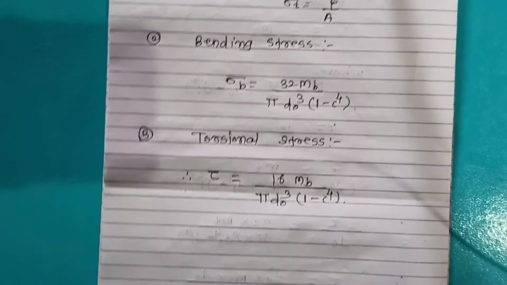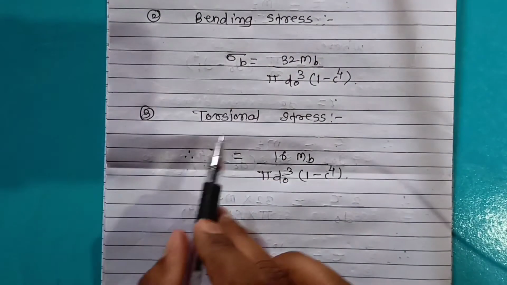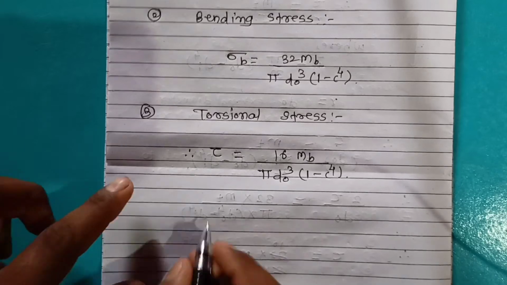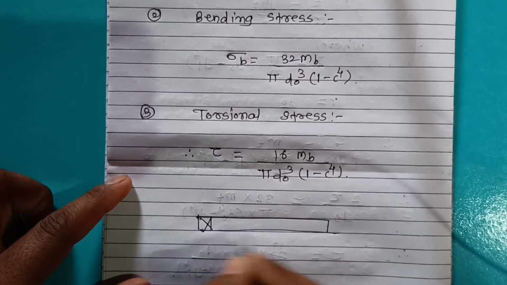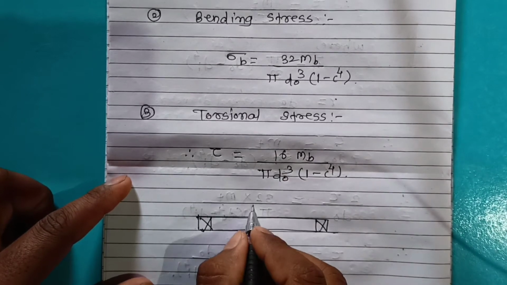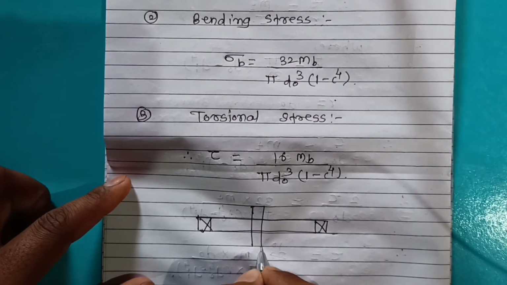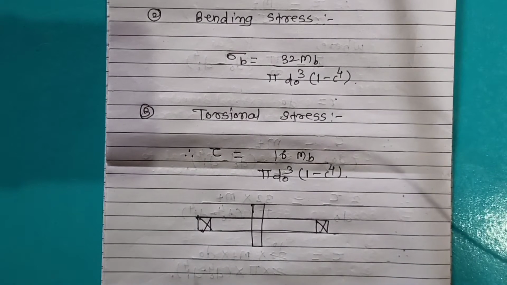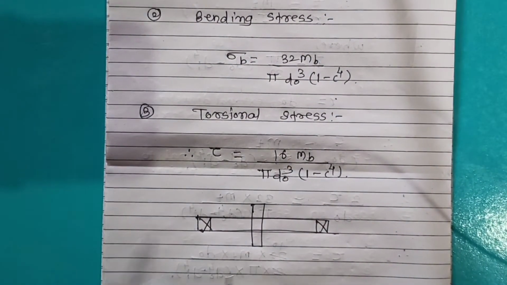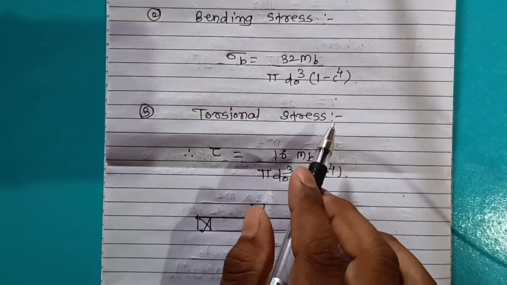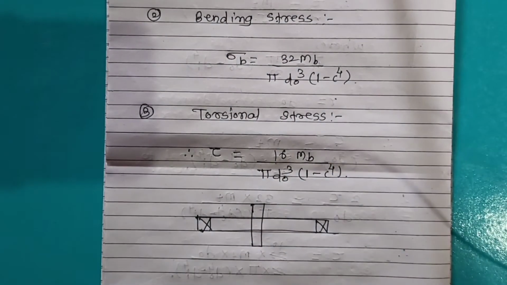Now, due to the bending stress and torsional stress, I am considering one shaft, with supporting bearings, and one pulley mounted on the shaft at the center. Due to the rotation the torsional stress acts on the shaft, and due to the pulley weight the bending stress acts on the shaft. At one time two stresses act on the shaft: the first is the torsional stress and the second is the bending stress.